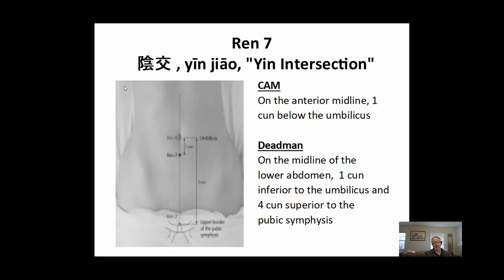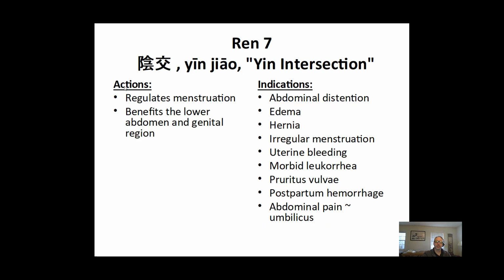Ren 7. Ren 7 is 1 cun inferior to the umbilicus, or 4 cun up from Ren 2. Regulates menstruation, benefits the lower abdomen and genital regions. Not anything unusual. Pruritus vulvae is extreme itching of the genitals. So that's more for an STD. So there is a crossover of using Ren 7 with STDs. Just putting that on your radar.